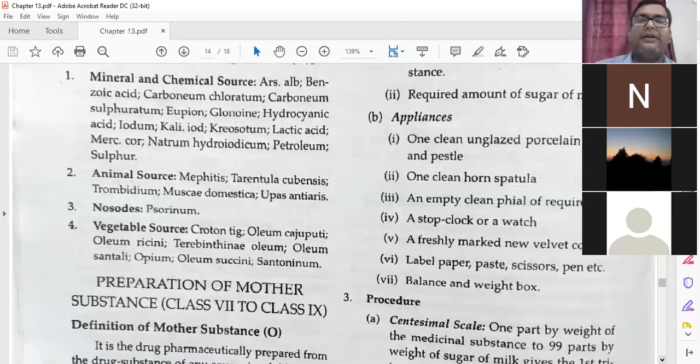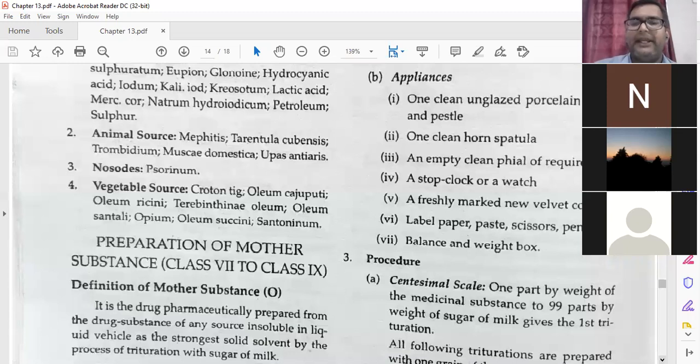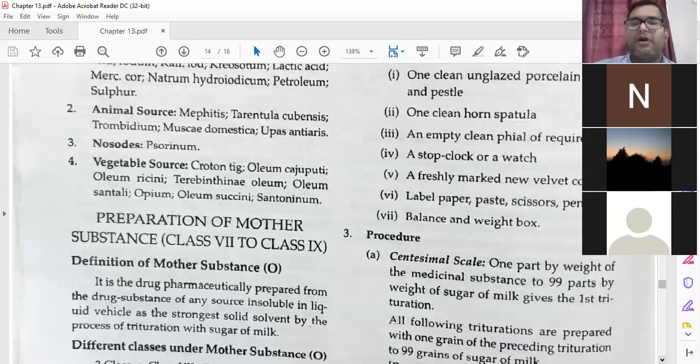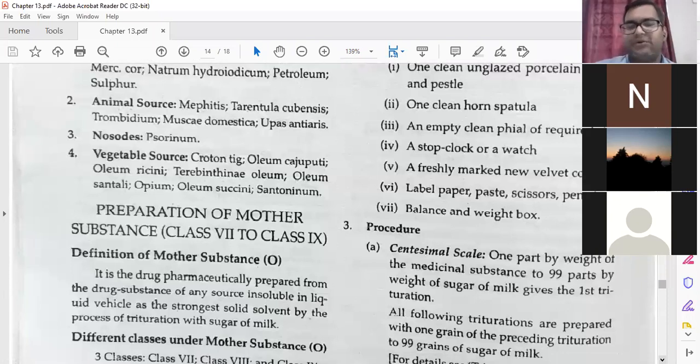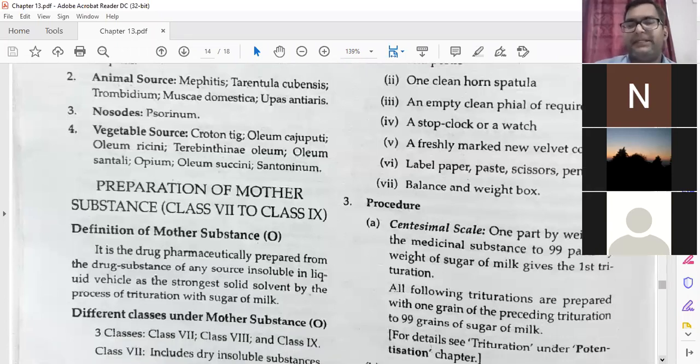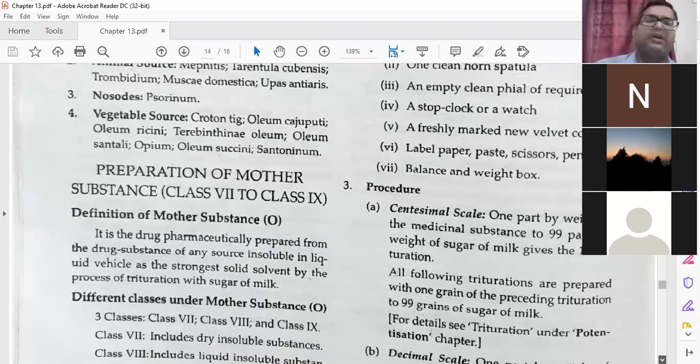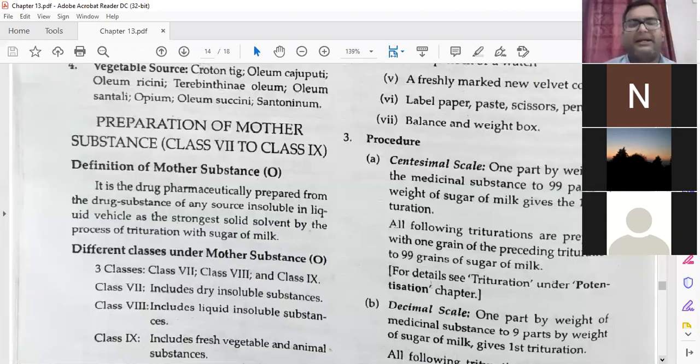Then one clean horn spatula, an empty clean vial of required size, a stop clock or a watch, a fresh new velvet cork, label, paper, paste, scissors, pen, balance and weight box. All these things we have already learnt in other classes also, but here just the vehicle is changed. Sugar of milk we are using. The rest of the parts are the same.